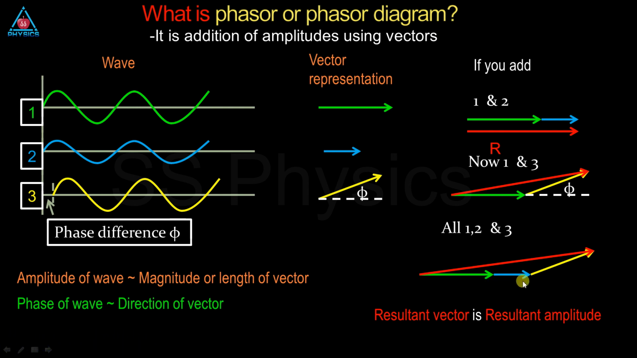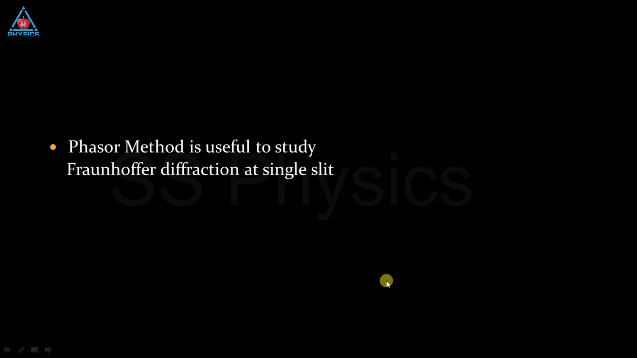Now this particular phasor method is very useful if we want to add large number of waves with the different phases and different amplitudes. Not just the three waves, but we can take here 10 waves, 50 waves, 100 waves, n number of waves we can take here, and we can find the resultant amplitude of all these waves. Phasor method is useful to study Fraunhofer diffraction at a single slit.